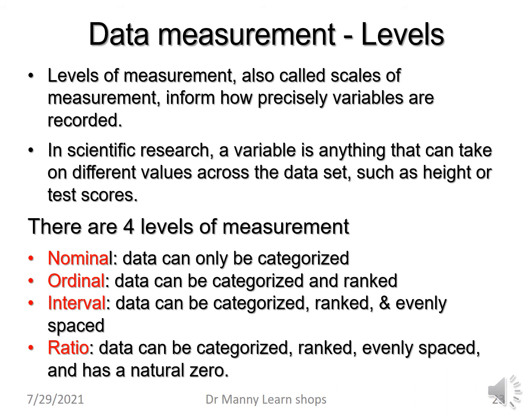Data measurement levels are also important, and these are levels of measurement, also called scales of measurement, which inform how precisely variables are recorded. In scientific research, a variable is anything that can take on different values across the data set, such as height or test scores. There are 4 levels of measurement: nominal, ordinal, interval, and ratio.